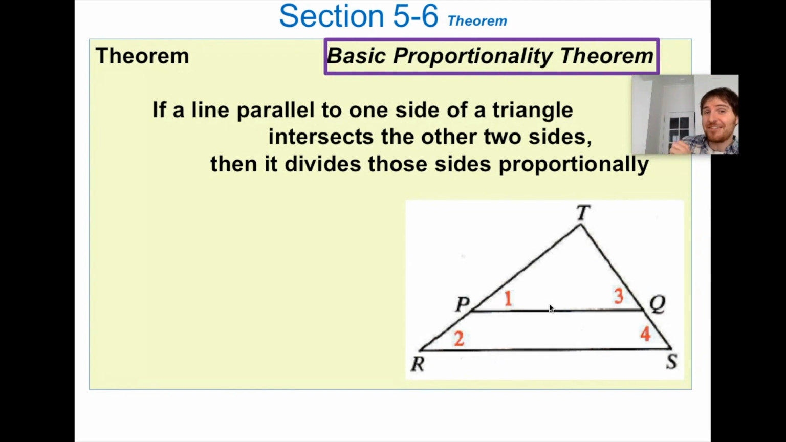And that is, if a line parallel to one side of a triangle intersects the other two sides, parallel to RS, is where PQ is, and P and Q are both on TR and TS. So anyways, if a line parallel to one side of a triangle intersects the other two sides, then it divides those sides proportionally, right? Which we've been talking about a little bit here.